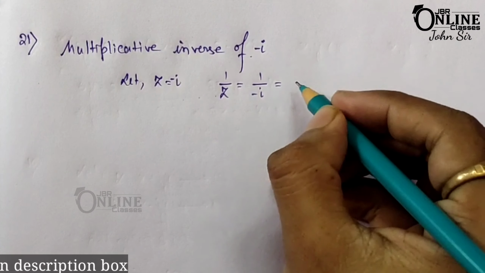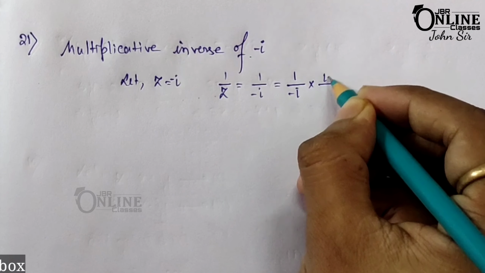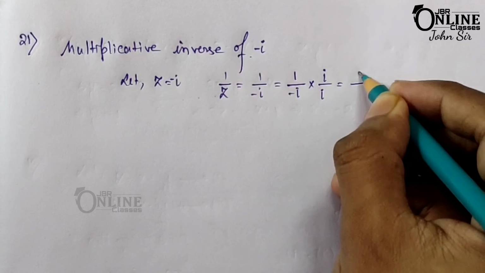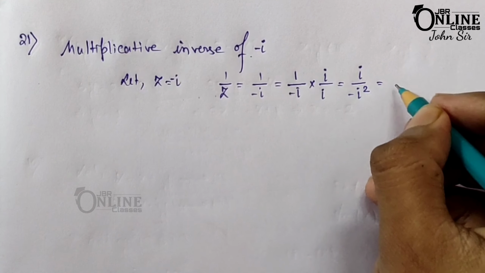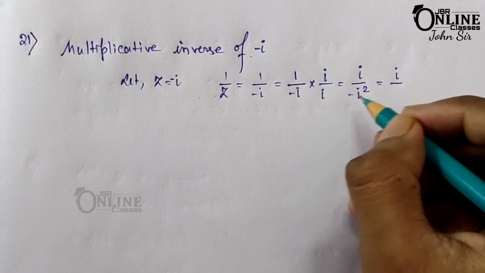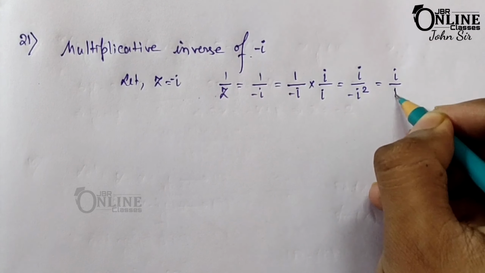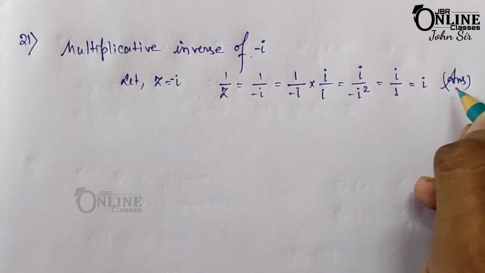now if you multiply it with i in up and down, then it will be here i and the lower one will be minus i square. As you know that iota square means minus 1, here itself minus, so minus minus becomes plus 1. So here your answer will be iota or i.